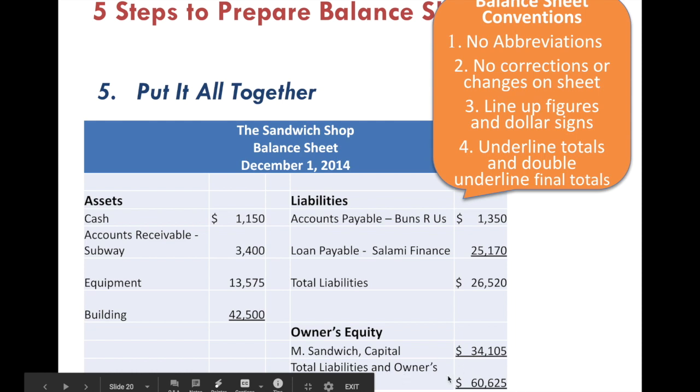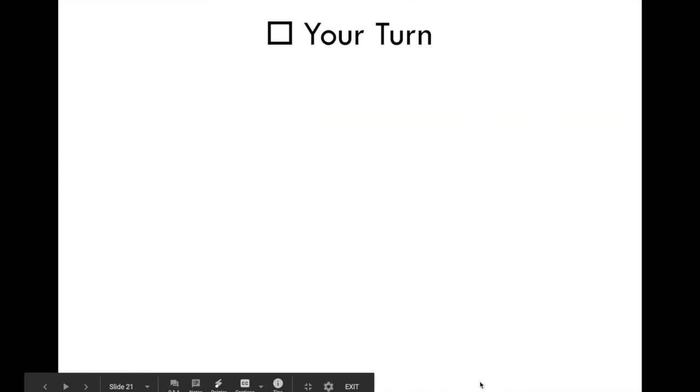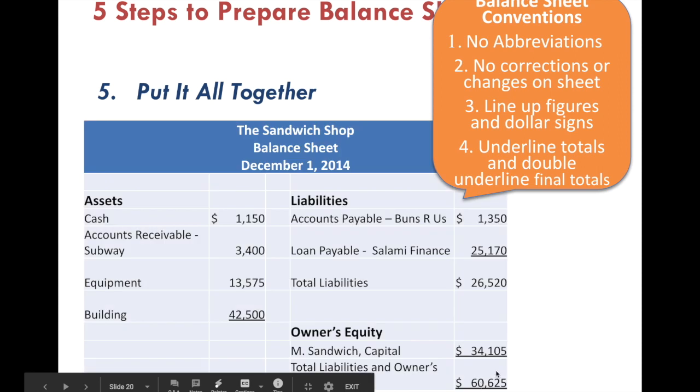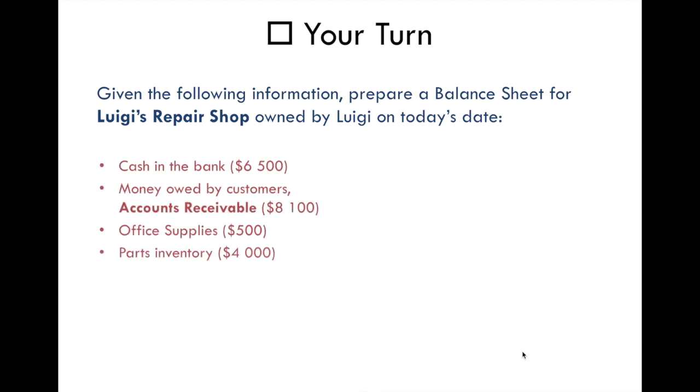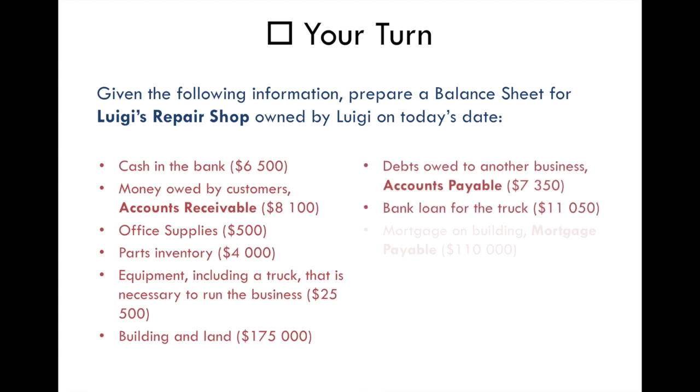Where was I? Yeah, so if you're writing this by hand, this should be underlined, and so should that. All right. So here's some practice. Given the following info, prepare a balance sheet for Luigi's Repair Shop, owned by Luigi, on today's date.